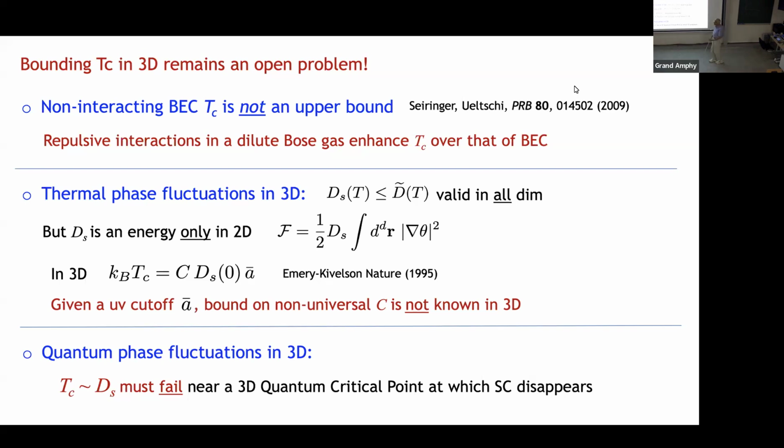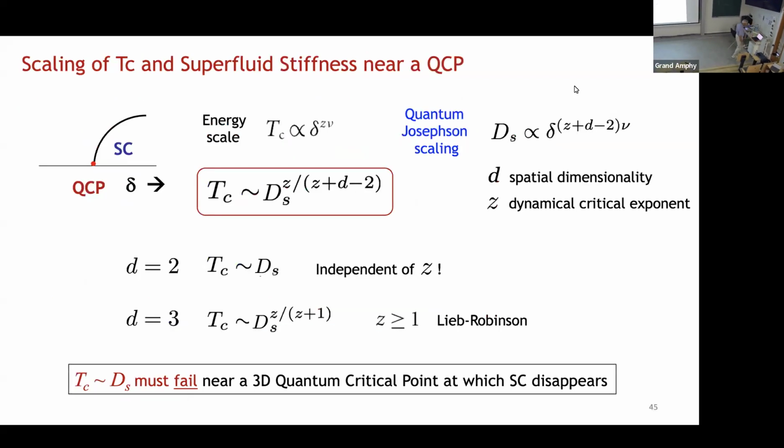Of course, all of us, experimentalists and theorists, would like to know how high TC can go. But if you want to prove a theorem, it should also work when TC is very low, near a quantum phase transition where TC vanishes and ds vanishes. At such a quantum phase transition, there are some very general scaling arguments you can make to show that TC and the superfluid stiffness are related near a quantum critical point in a universal way, where Z is the dynamical critical exponent and D is the spatial dimensionality.